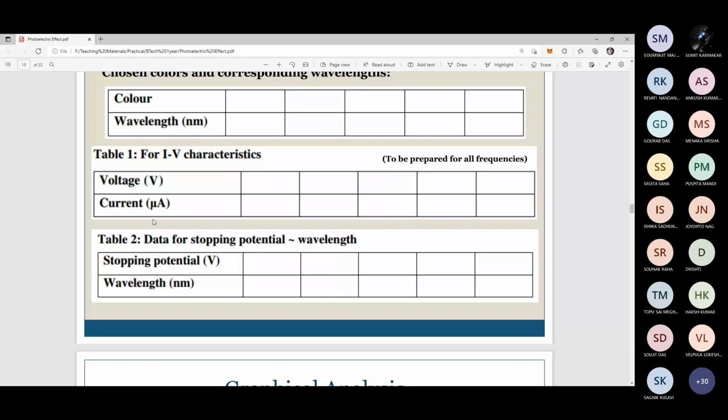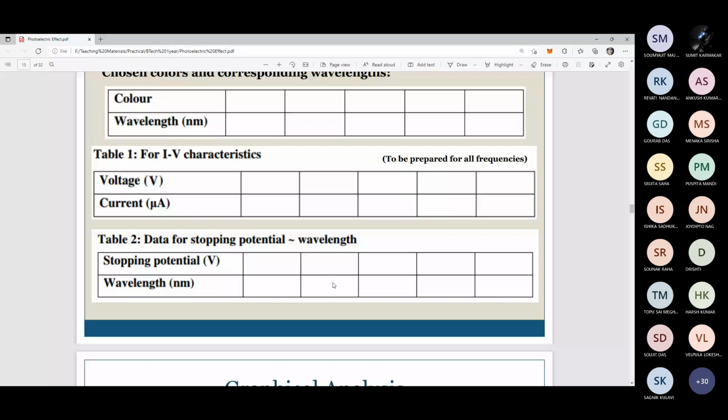And to calculate the stopping potential, you change your voltage and note down the corresponding current. Then you see for which voltage the current is 0. That is the stopping potential. That voltage and the corresponding wavelength you will note down. Then again you change the wavelength and repeat this table, that is voltage versus current. When the current is 0, that particular voltage you put here for that particular wavelength.